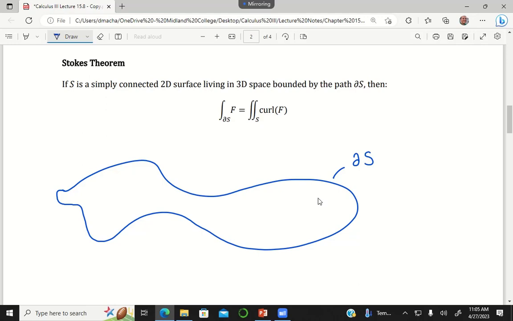Okay, so what Stokes' theorem says is if you take a path integral around the closed curve that makes up that boundary, then that path integral is equal to the surface integral over the whole surface of the curl of a vector field capital F. So I should say capital F is a vector field.